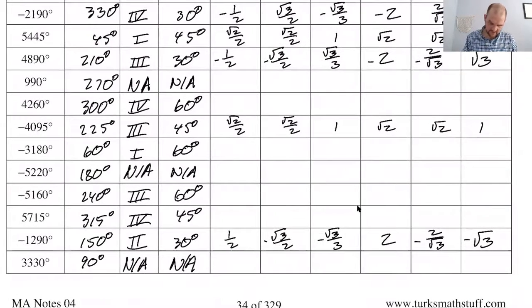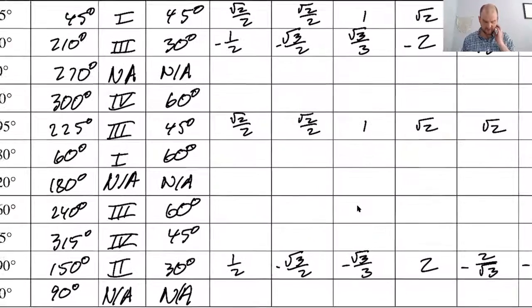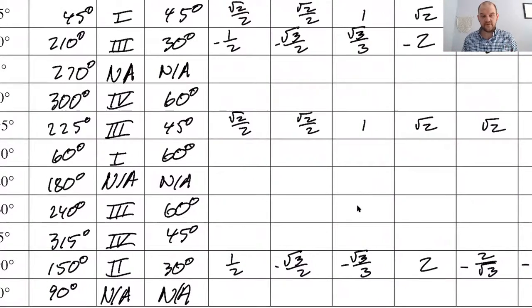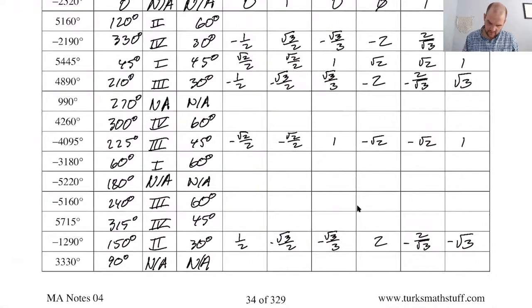So let's fix the quadrants here. This is actually quadrant 3. So in quadrant 3, tangent is positive, cotangent is positive, everything else is negative, and we're good. Let's go back and lasso this again.